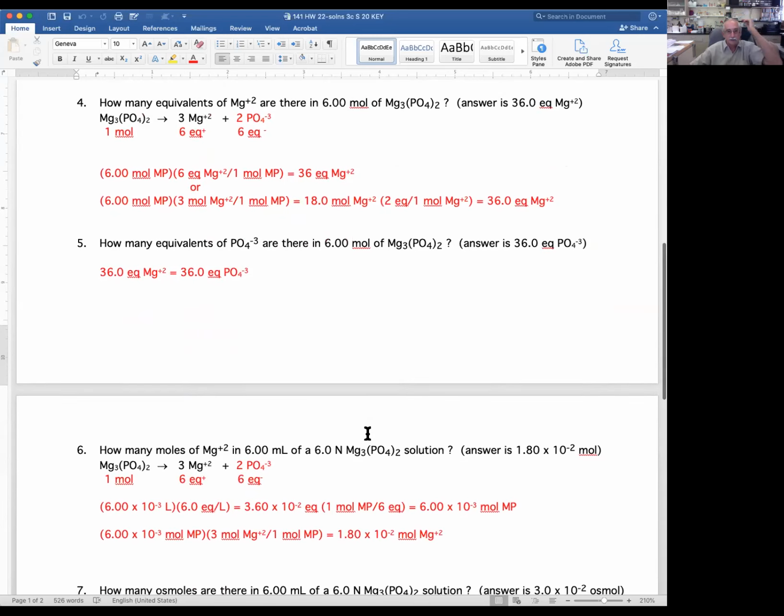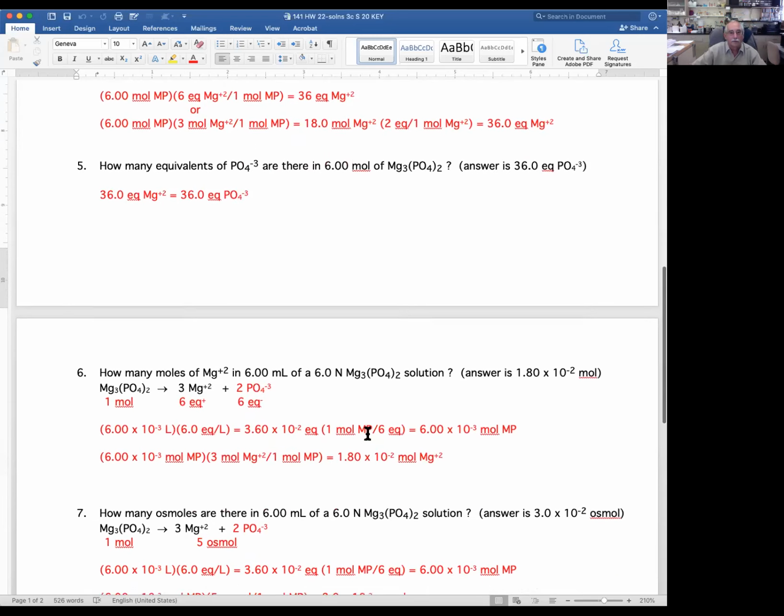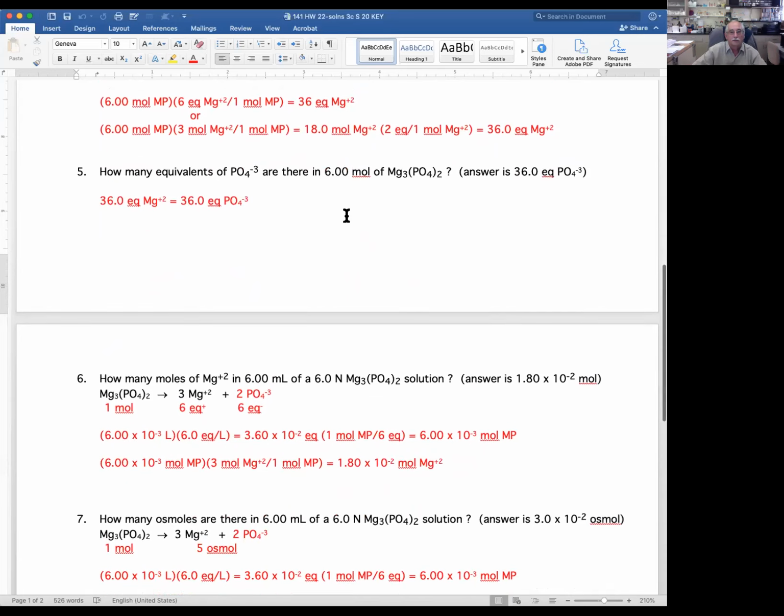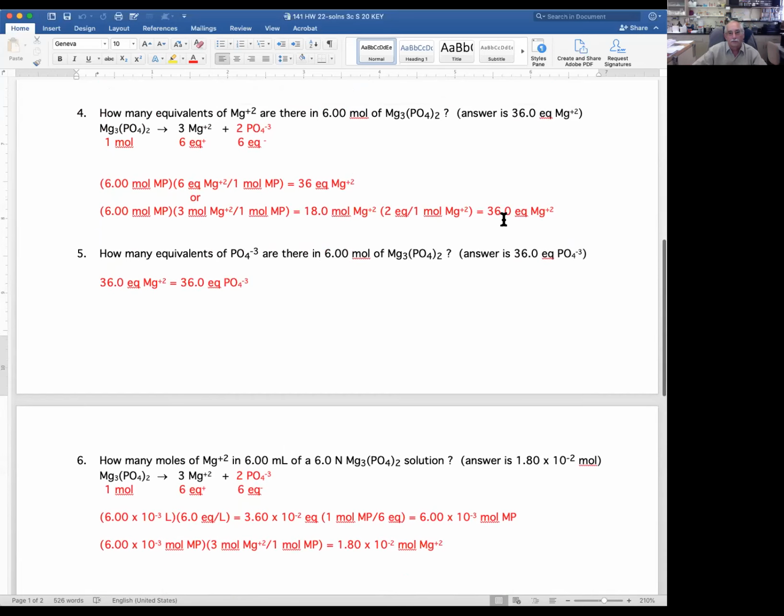And then let's see, 5. So if I got 36 equivalents of magnesium, then I would need 36 equivalents of phosphate to make that a neutral solution, right? Notice how it's all a direct proportion. 6 is to 6 as 36 is to 36.